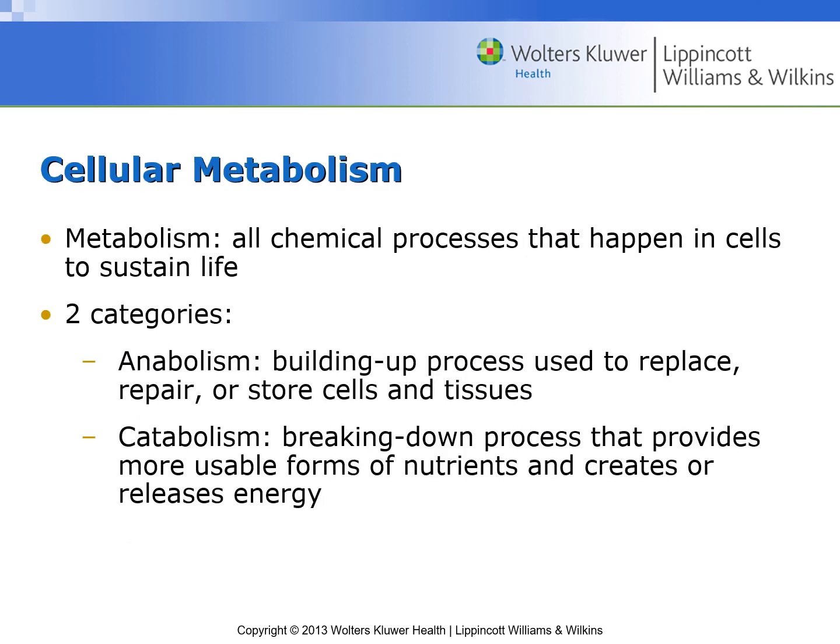Now let's talk about cellular metabolism. Metabolism is all chemical processes that happen in cells to sustain life. There are two categories: anabolism, which is the building up process used to replace, repair, or store cells and tissues, and catabolism, which is the breaking down process that provides more usable forms of nutrients and creates or releases energy.